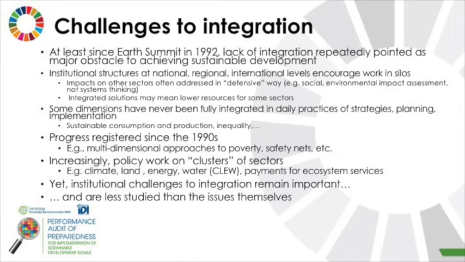The impact on other sectors is often addressed in a defensive way, for example, through social impact assessments or environmental impact assessments, which basically seek to address environmental and social issues once the decision to undertake a project has already been taken. And this is very different from integrating social and environmental concerns into a problem definition and the identification of a solution from the very beginning, which is what systems thinking does.